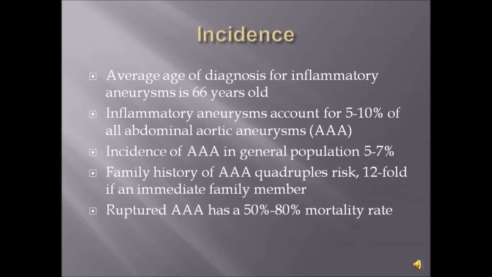in the distal wall. The incidence for AAA, average age of diagnosis is 66 years old. Inflammatory aneurysms account for about 5 to 10% of those. The incidence of AAA in the general population is 5 to 7%, but if you have a family history, that quadruples. If it's an immediate family member, that goes up 12-fold. And then a ruptured AAA has about a 50 to 80% mortality rate, depending on the literature you read.